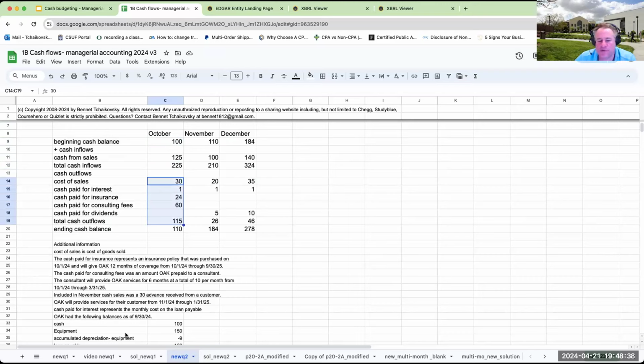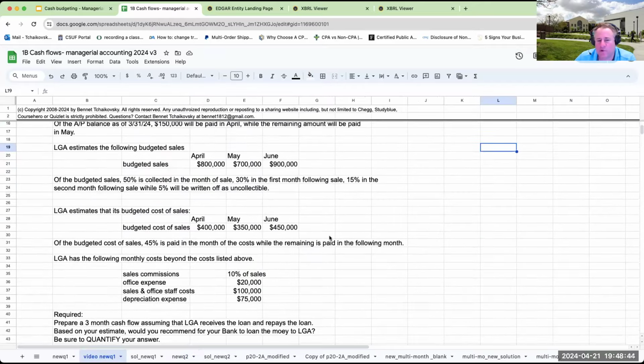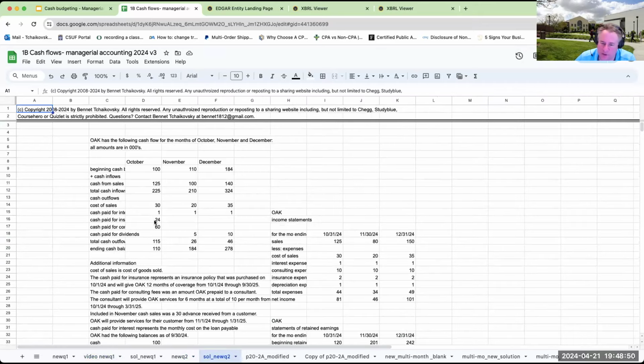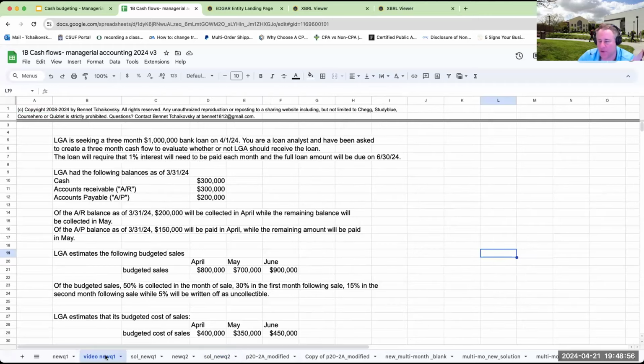So for our purposes here, this is basically fine. Rather, what we're going to try to go through and do is create this kind of cash flow for our business. Now, if you're taking my class and you forget how to set this up, go to the other cash flow question, look at it, and see how the cash flow is set up to give yourself some help. So we're seeking a 3-month loan on April 1st.